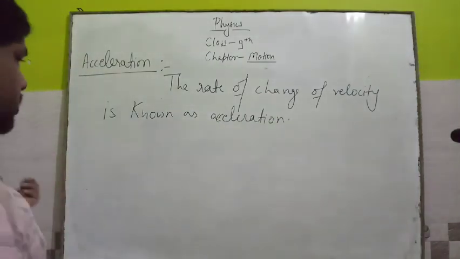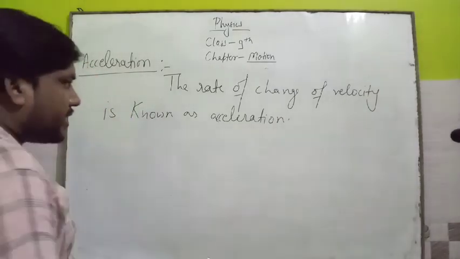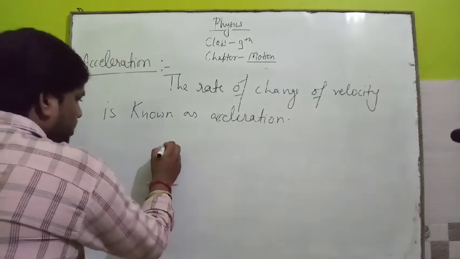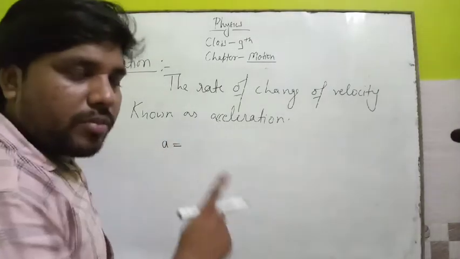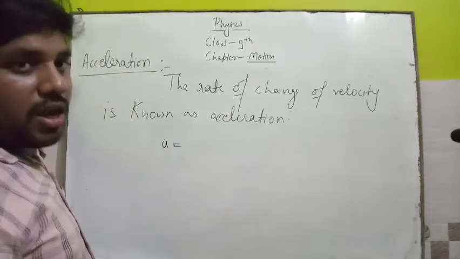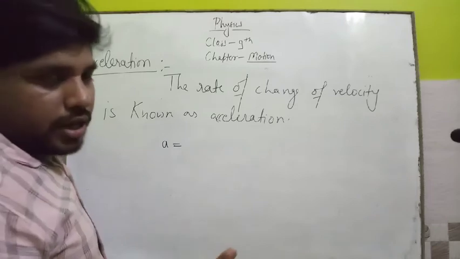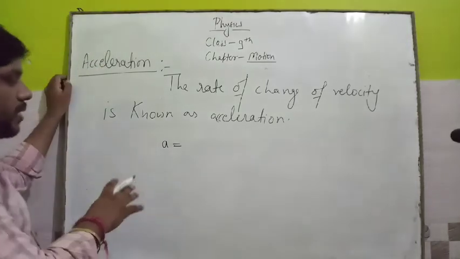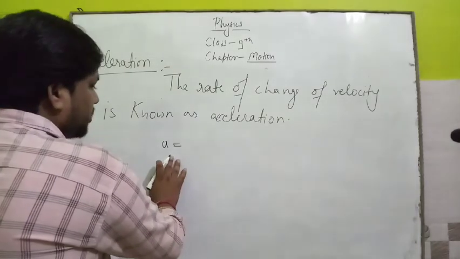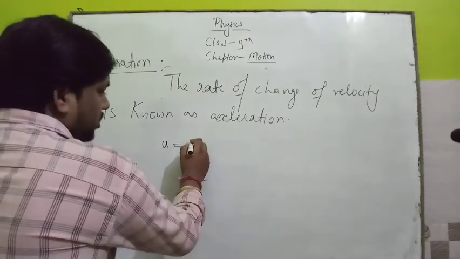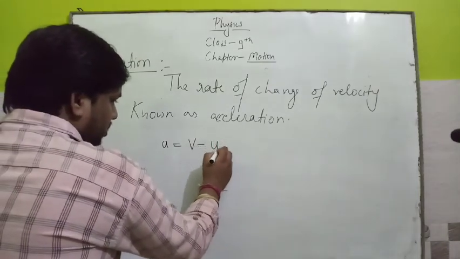And after that, acceleration. According to this definition, the symbol of acceleration is small a. Acceleration is always symbolized by small a, not capital A. If you symbolize acceleration with capital A, that is wrong. So you symbolize acceleration by small a. Small a is acceleration, and rate of change of velocity means change in velocity. Change in velocity means final velocity minus initial velocity.